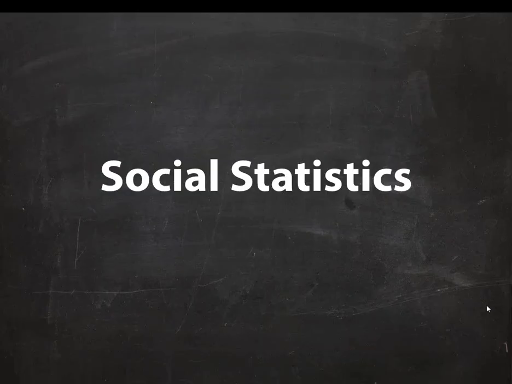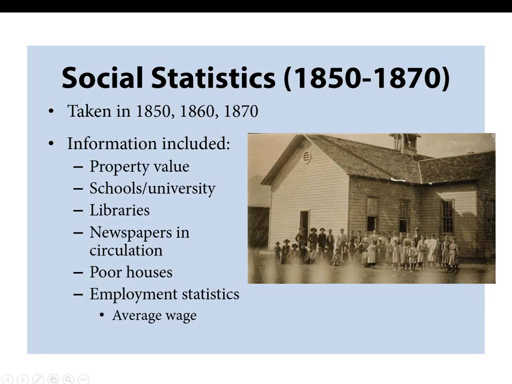All right, so our last census to look at is the social statistics. And this is the one census that is not going to have people's names, well, other than the slave schedule, that's not going to have people's names in it. It's taken in 1850, 1860, and 1870.